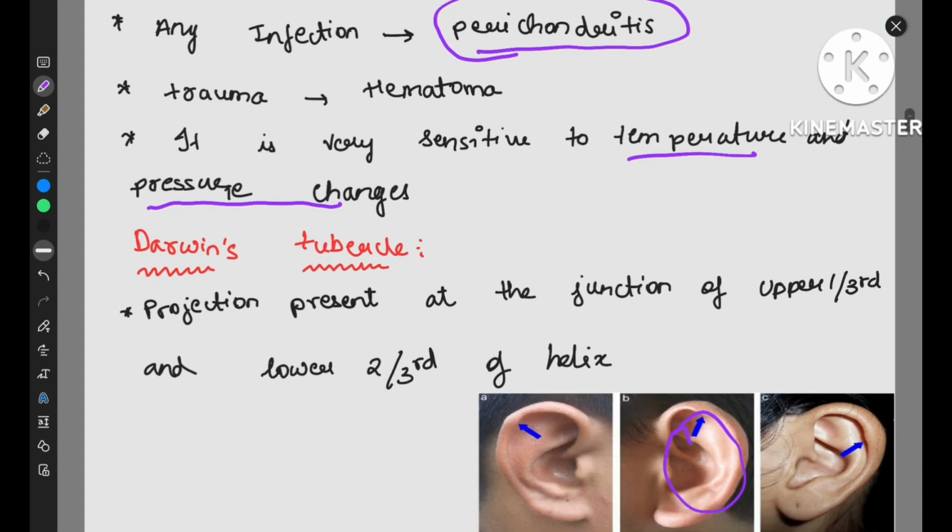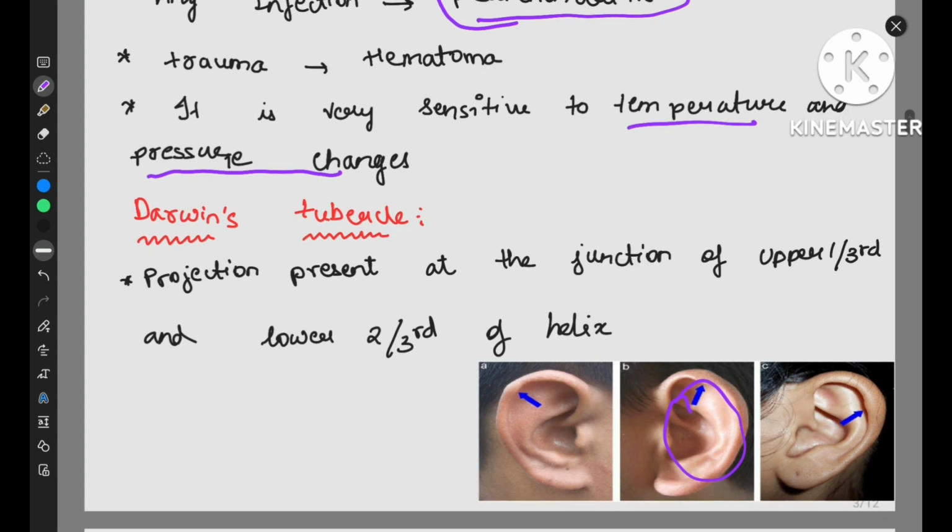Next, we'll discuss Darwin's tubercle. This is a projection present at the junction of the upper 1/3 and lower 2/3 of the helix. See, this is the helix. This is the junction of the upper 1/3 and lower 2/3 of the helix. What does it denote? It denotes that we are descendants of the apes.